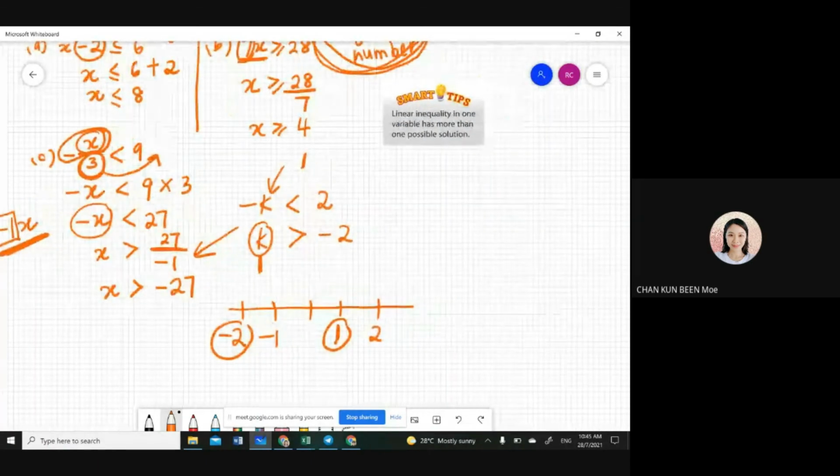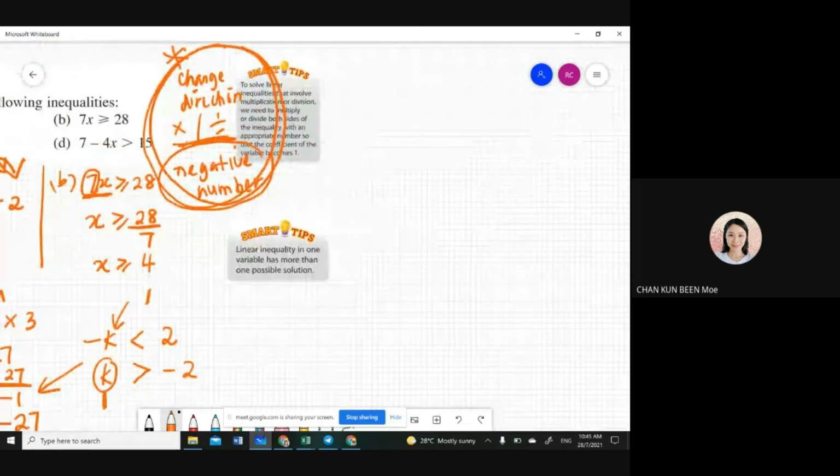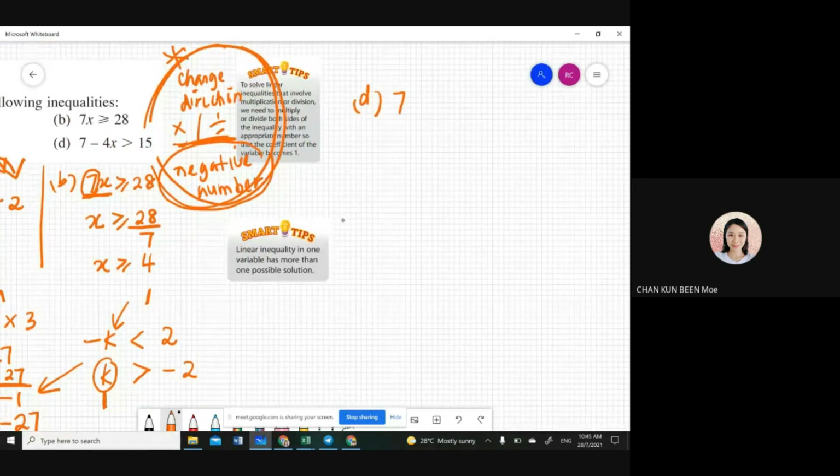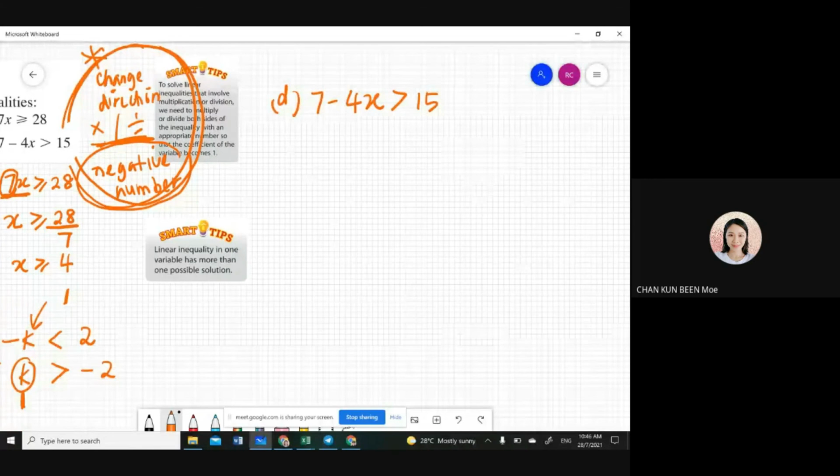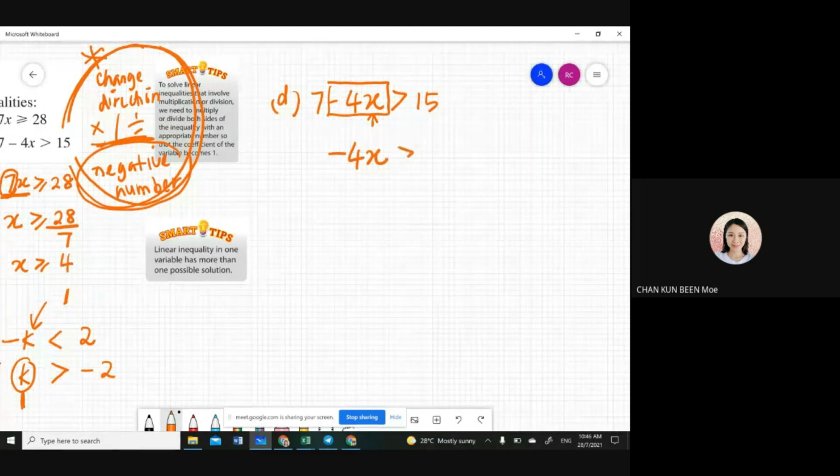Now we look at question D. I'm going to do the D here on the right. 7 minus 4x is greater than 15. What are we going to look for here? We are looking for the value of x. Yes. So I'm going to keep this negative 4x on the left first. Greater than 15.